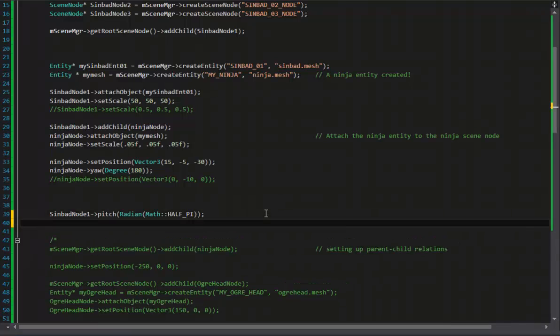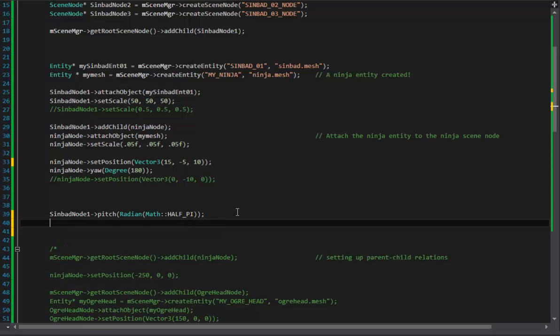So I want to make the Ninja move forward. Right now the Ninja is about 30 units behind Sinbad. Let's say 10 units behind Sinbad. And then also, since the camera is too close to the Sinbad node, we're going to make the Sinbad node walk away from the camera.